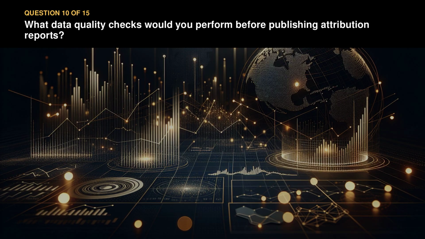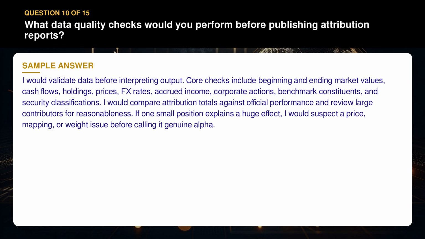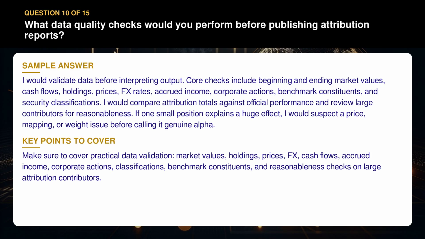Question 10. What data quality checks would you perform before publishing attribution reports? I would validate data before interpreting output. Core checks include beginning and ending market values, cash flows, holdings, prices, FX rates, accrued income, corporate actions, benchmark constituents, and security classifications. I would compare attribution totals against official performance and review large contributors for reasonableness. If one small position explains a huge effect, I would suspect a price, mapping, or weight issue before calling it genuine alpha. Make sure to cover practical data validation.